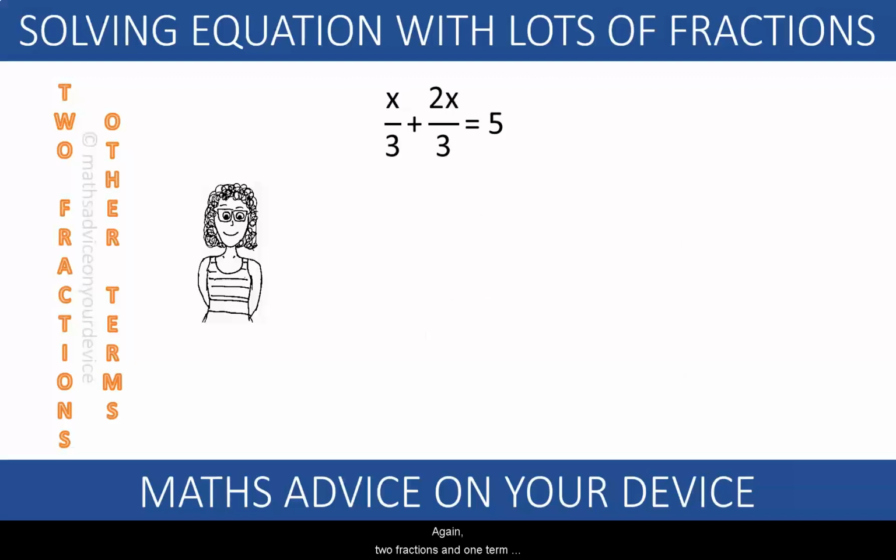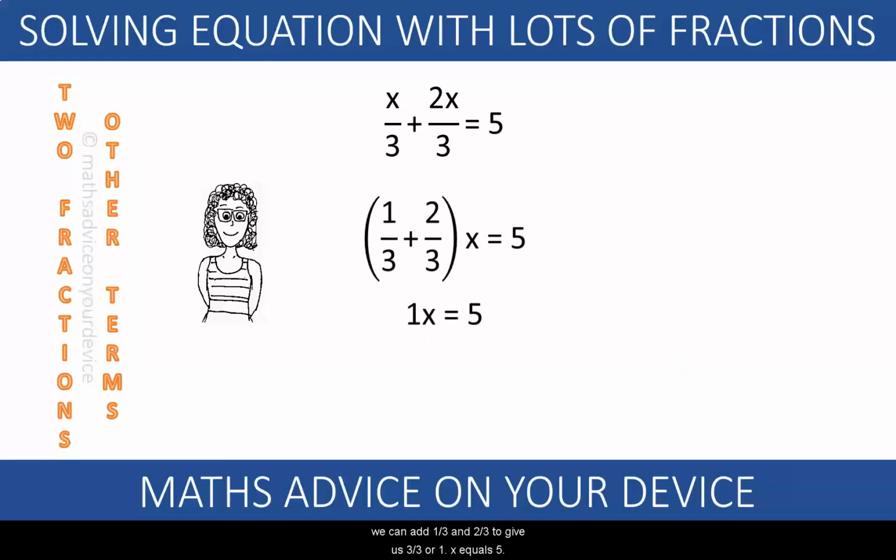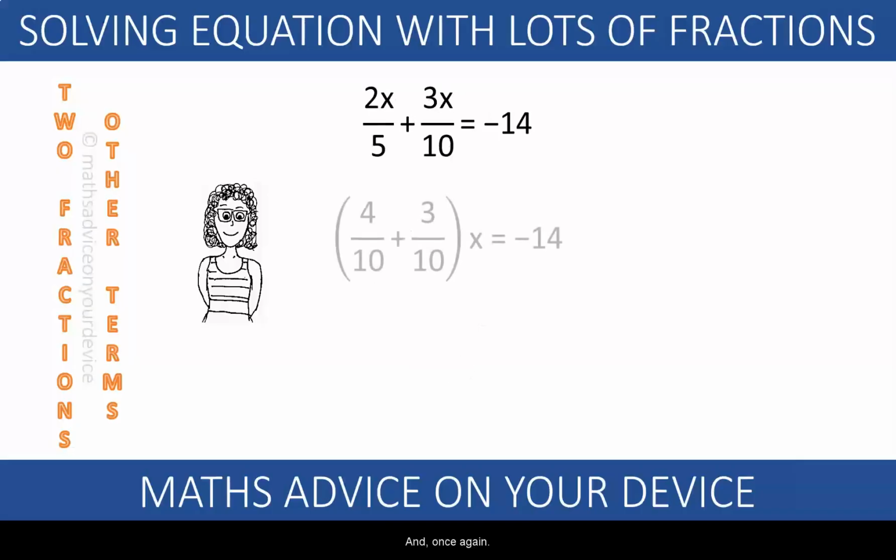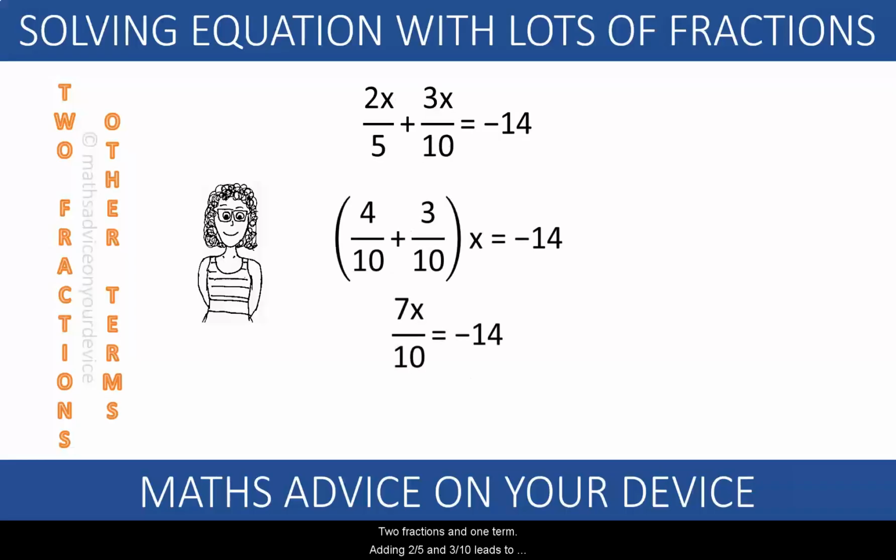Again, two fractions and one term, 58. Since the fractions have a common denominator, 3, we can add 1/3 and 2/3 to give us 3/3 or 1. X equals 5. And once again, two fractions and one term, adding 2/5 and 3/10 leads to 7/10. Multiplying by 10 and dividing by 7, x equals -20.